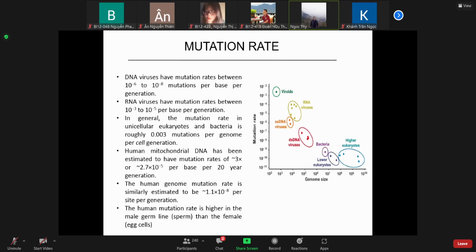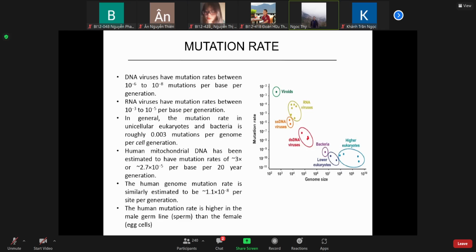A virus with RNA as its genetic material has a much higher mutation rate, because normally RNA is less stable than DNA. So the mutation rate in RNA viruses is one mutation in 1,000 base pairs to 100,000 base pairs.